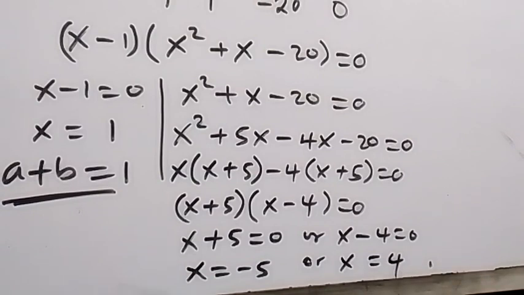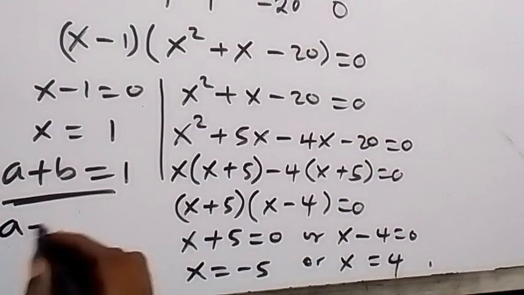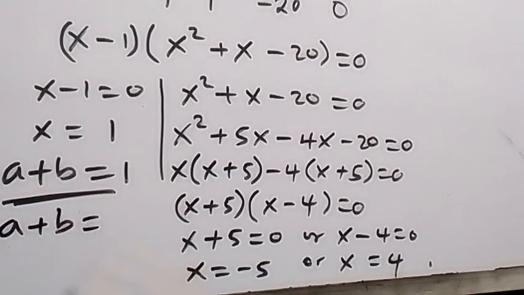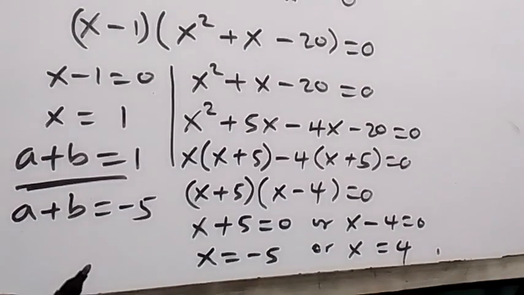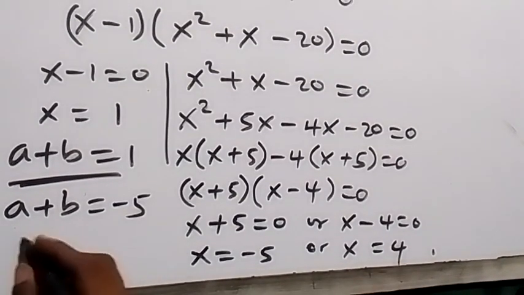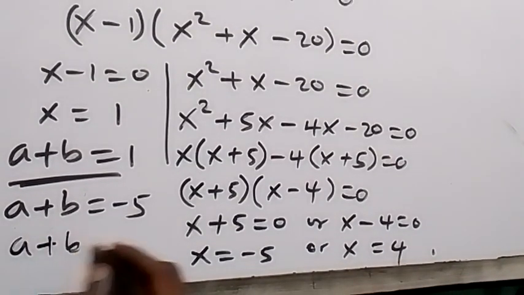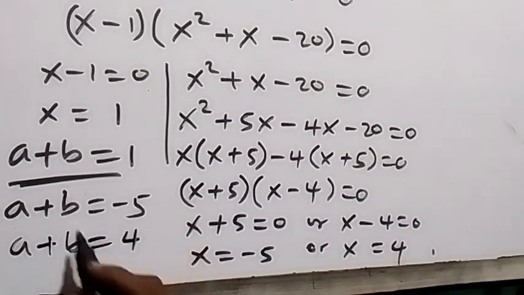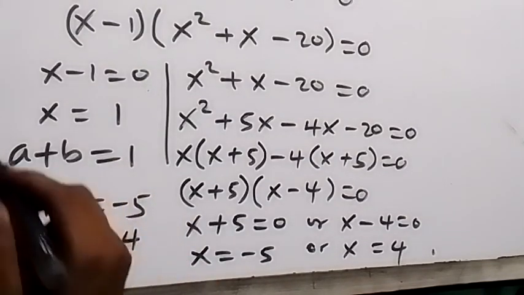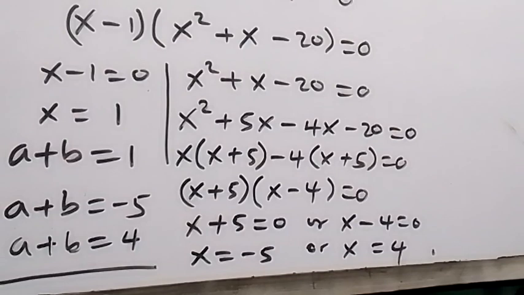Then we can conclude, since x equals a plus b, that a plus b is equal to minus 5, and from here, a plus b is also equal to 4. So here we have the solutions for a plus b in this our problem.